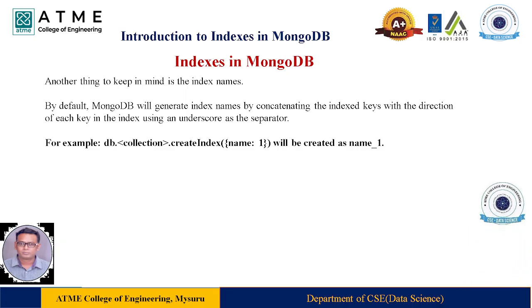Another thing to keep in mind is the index name. By default, MongoDB will generate the index name by concatenating the index key with the direction of each key in the index, using underscore as a separator. For example, you can see below db.collectionName.createIndex. I am creating an index on a single field here, name: 1. 1 means ascending order. The index name will be name_1. So name will be concatenated along with underscore and 1.